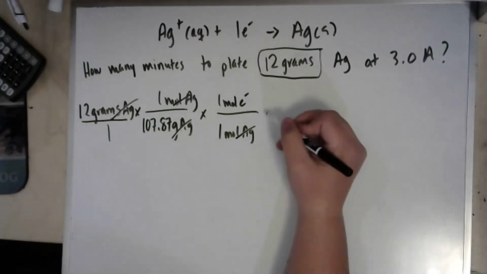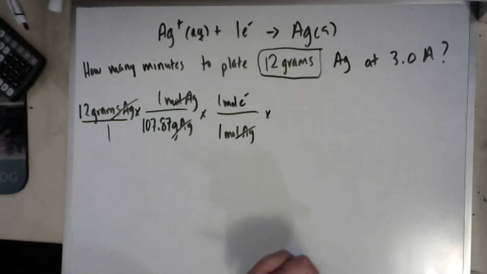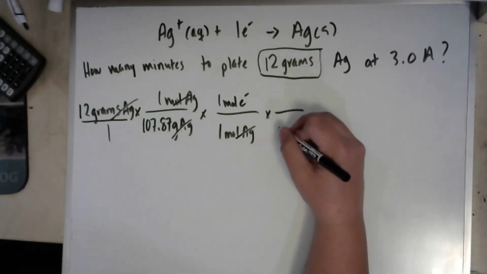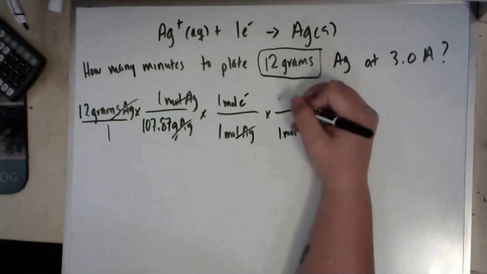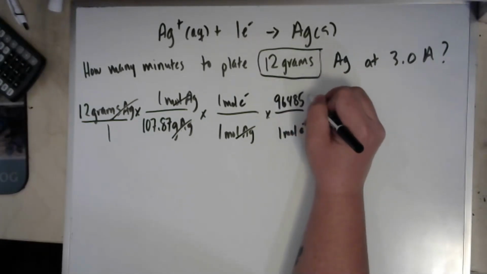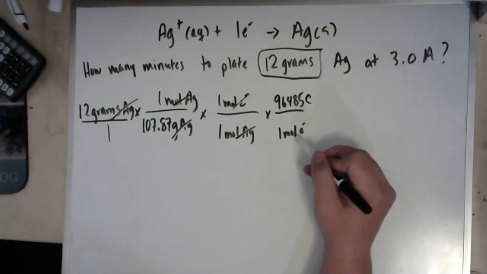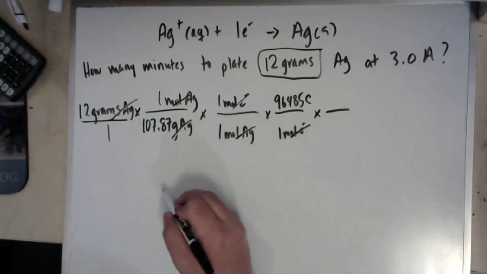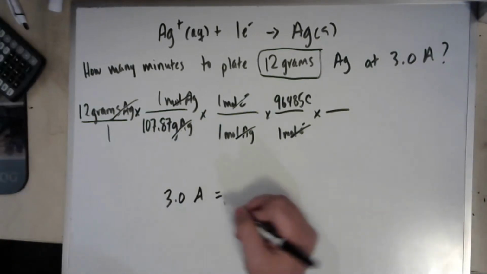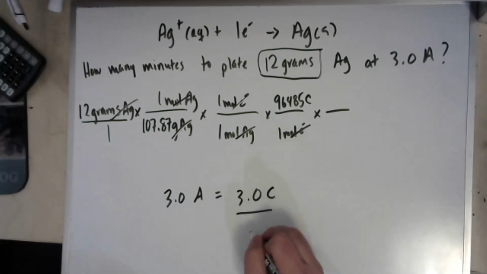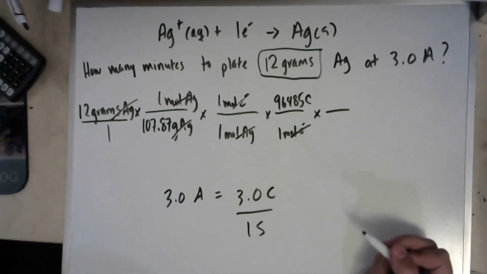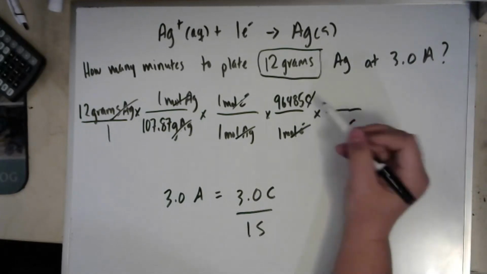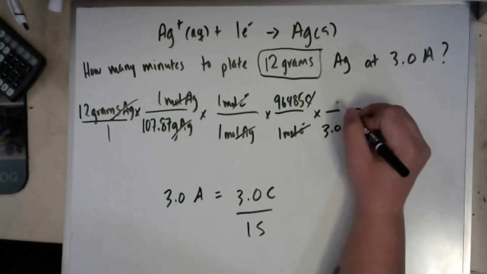So now I have this in terms of moles of electrons. Okay, now I can get from moles of electrons into coulombs using Faraday's constant, which says that every 1 mole of electrons is 96,485 coulombs. Okay, and now I'm going to use my amperage. So remember, 3.0 amps is equal to 3.0 coulombs for every 1 second. All right, so my coulombs is going to go on the bottom in this case because I need to cancel it out. So it's going to be 3.0 coulombs in 1 second.